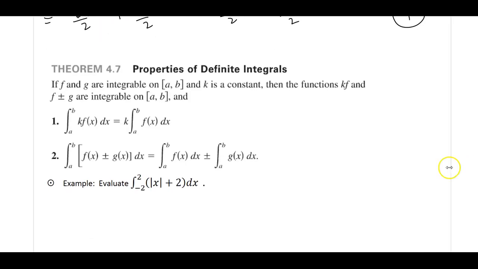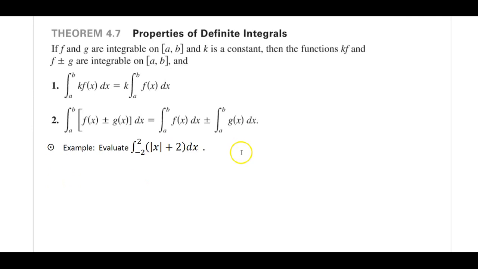Some other properties of definite integrals: if you have f and g integrable on a to b and k as a constant, then the functions kf and f plus or minus g are also integrable. You can bring the k out, the constant only. You can split it up into two separate integrals if you want to.